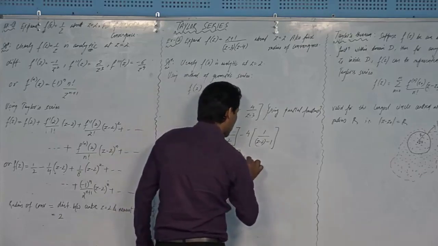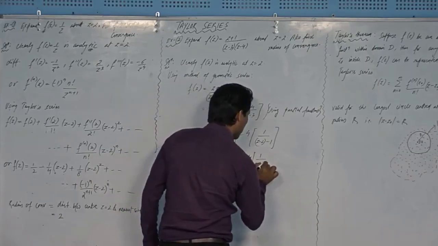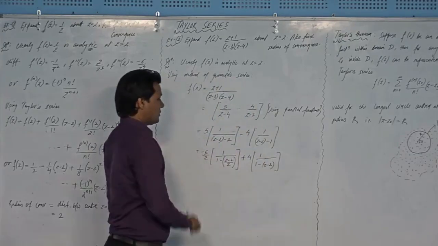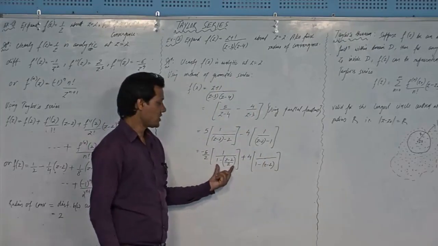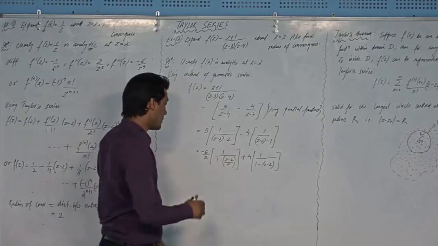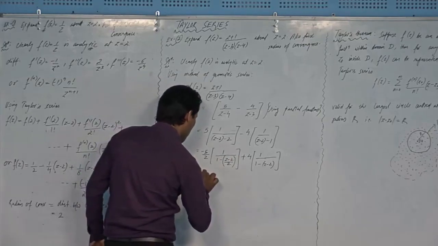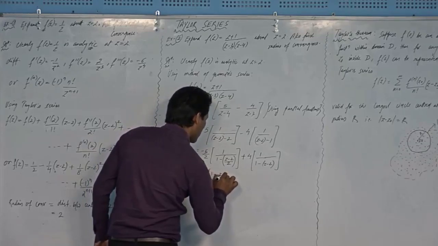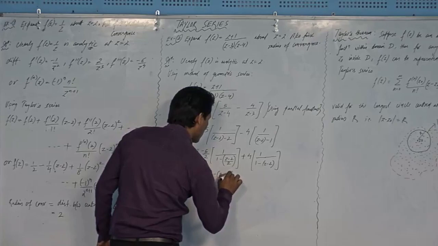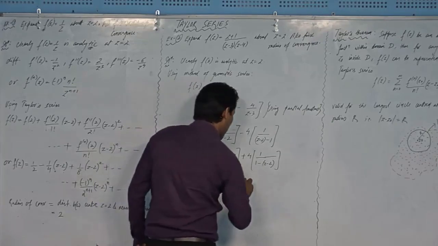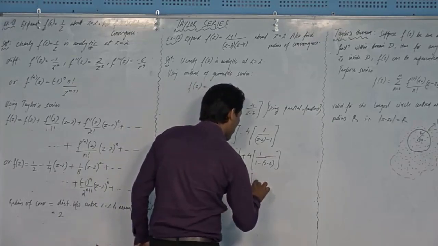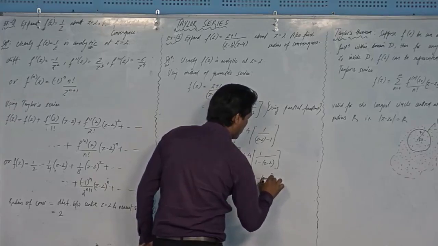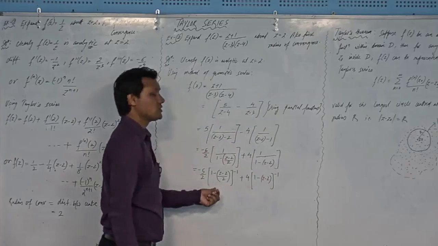And taking the negative sign common, I will have 1 over 1 minus (z minus 2). Now we can apply the geometric series. We can take this on the numerator, that will give minus 5 by 2 times (1 minus (z minus 2) over 2) to the power minus 1, plus 4 times (1 minus (z minus 2)) to the power minus 1. Then we'll apply the geometric series here.